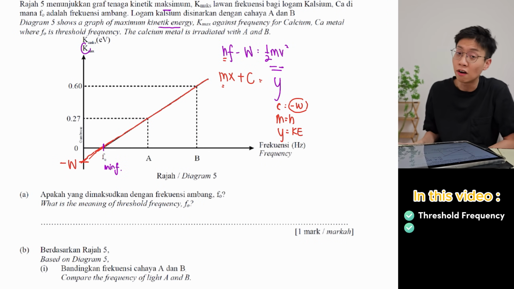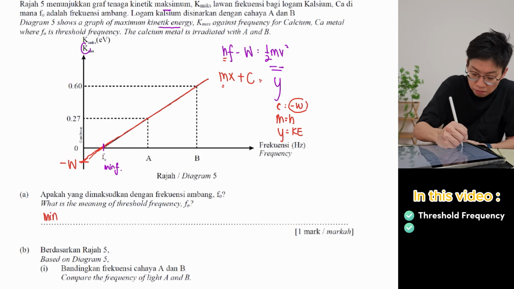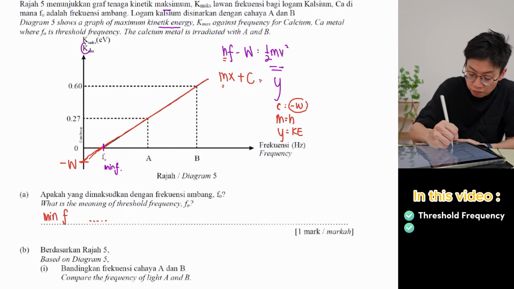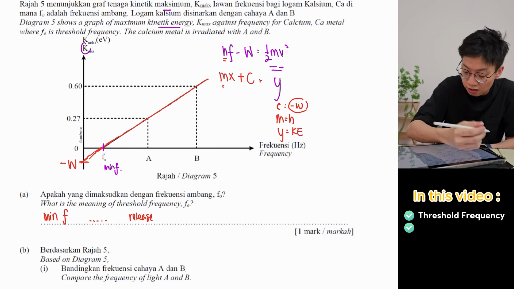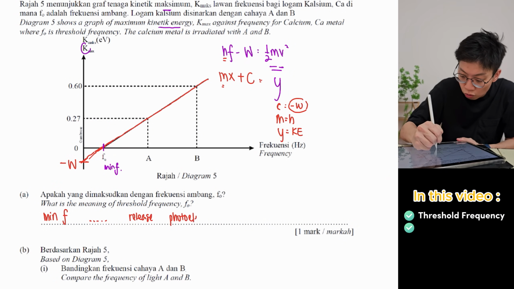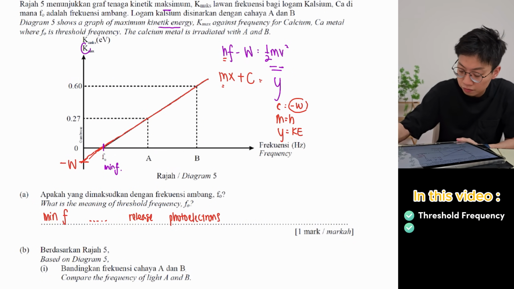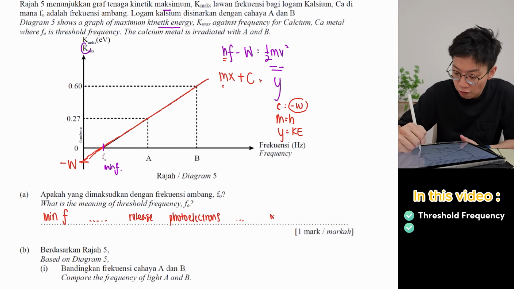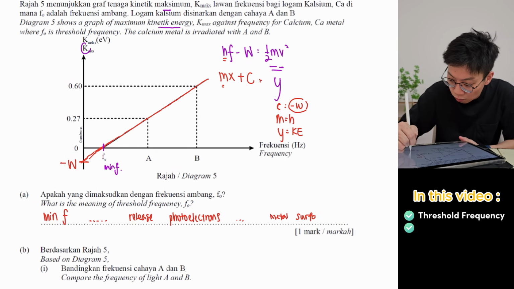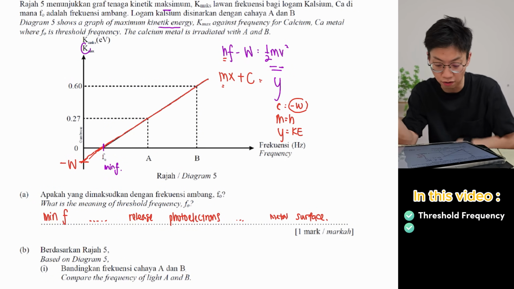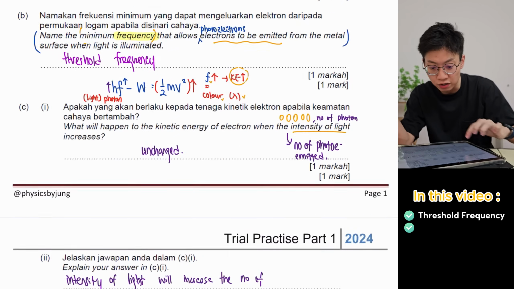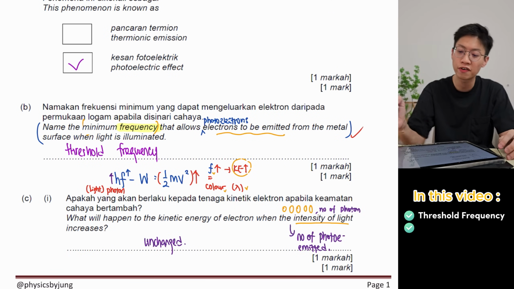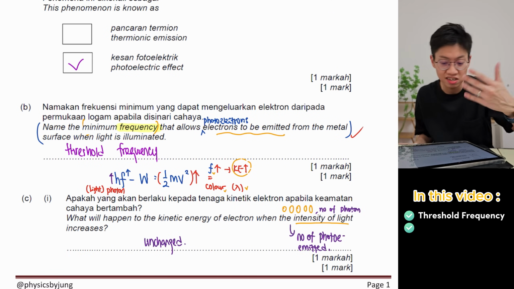So what is the meaning of threshold frequency? So this is the minimum frequency needed for you to release photoelectrons from the metal surface. Remember, the most important word here is metal surface. Alright, if you want to be more specific, you can refer back to here. So minimum frequency that allows or that needs and so on.